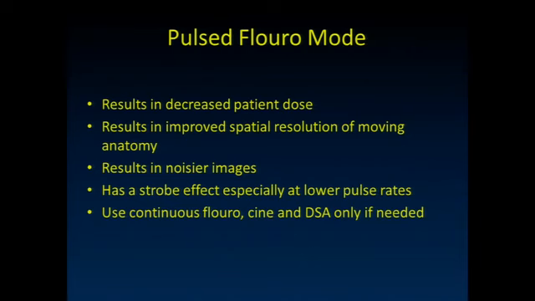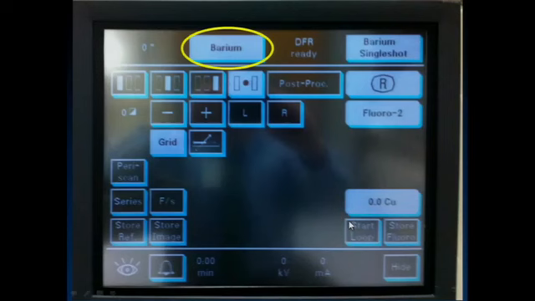And if things are happening rapidly, the pulse at the lower rate may be too slow to see the anatomy that you want to see on, let's say, a swallowing study or something like that. So you've got to make the setting what you need it to be to see the pathology that you're looking for. It does result in a bit noisier imaging. I mentioned the strobe effect, right? We're going to use continuous fluoro, cine fluoro, and DSA only if needed. By the way, there are increasing levels of dose as we go up across those.